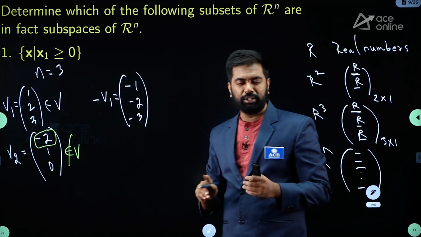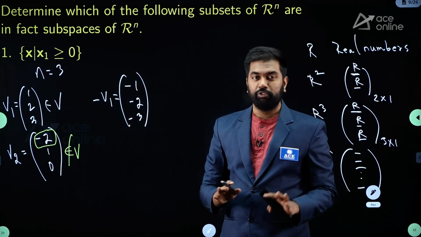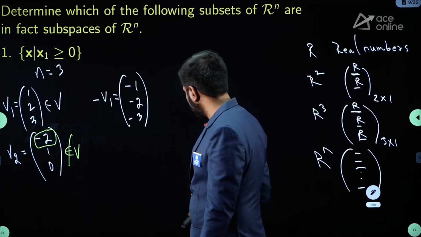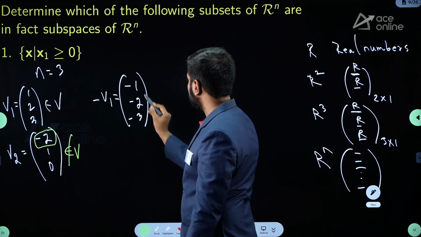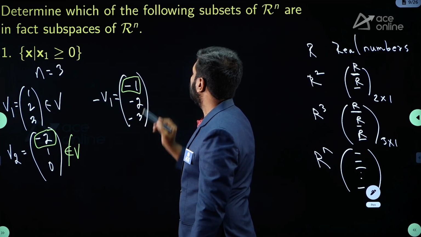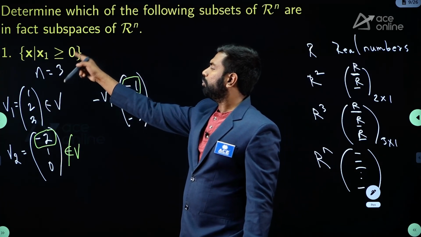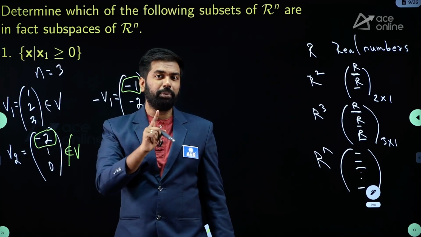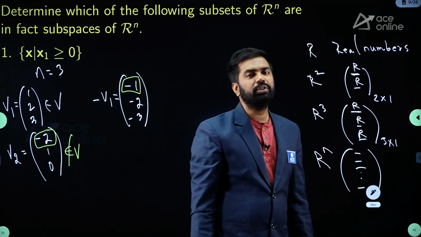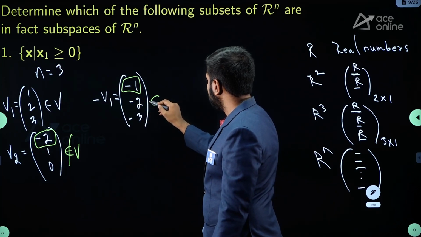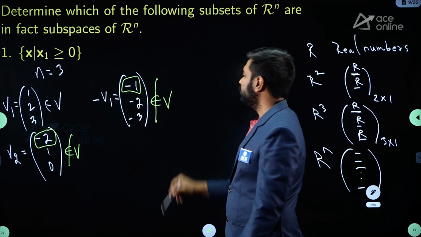How do you check it? Come on, relax. Will this be part of this set? For that, I need to check the first component, students. What is the first component? -1. Clearly, if you want a vector to be part of this set, the first component must be greater than or equal to 0. Now this is not obeying that. Therefore, minus V1 does not belong to V.